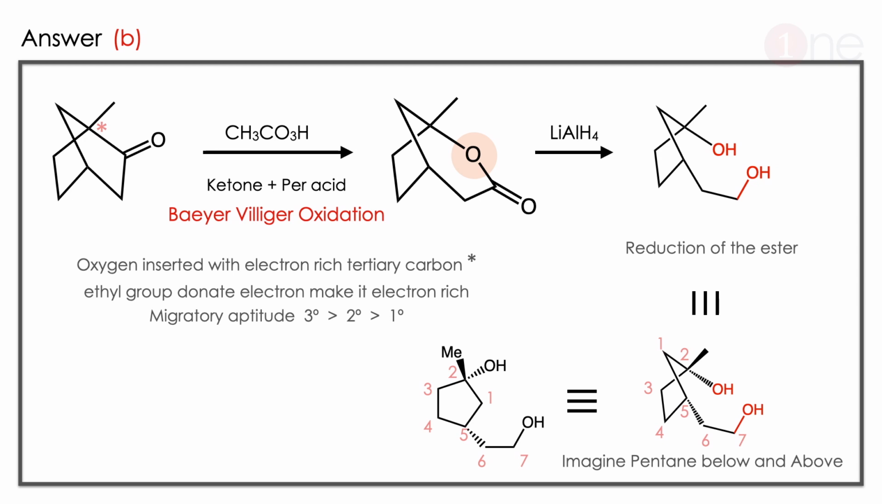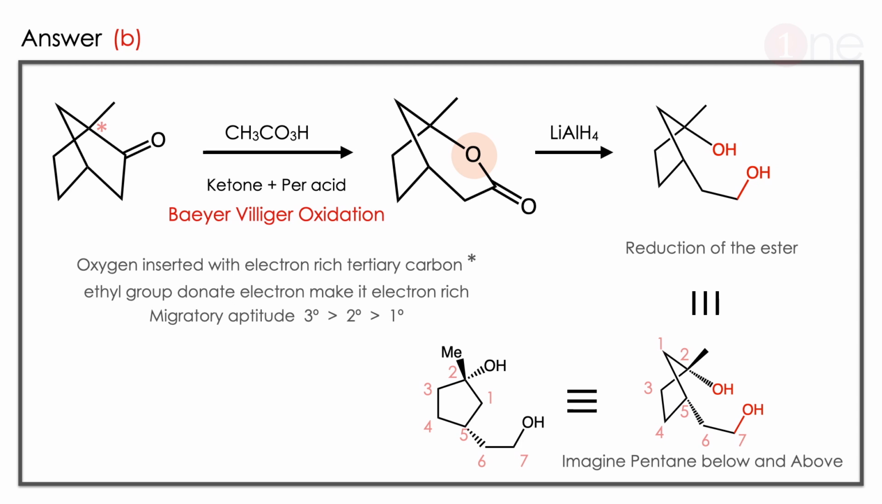Then, we are adding lithium aluminum hydride, which reduces the ester group. So, both become alcohols. So, we are rewriting to get the pentane structure. So, you have to imagine pentane there. So, I number it for simplicity. So if you write it, the second methyl group is above, OH is below, 5th, 6th also below. So if you rewrite it to the simple cyclic form, you have methyl above, OH below and the 5 and 6 will be below. So the answer is B.